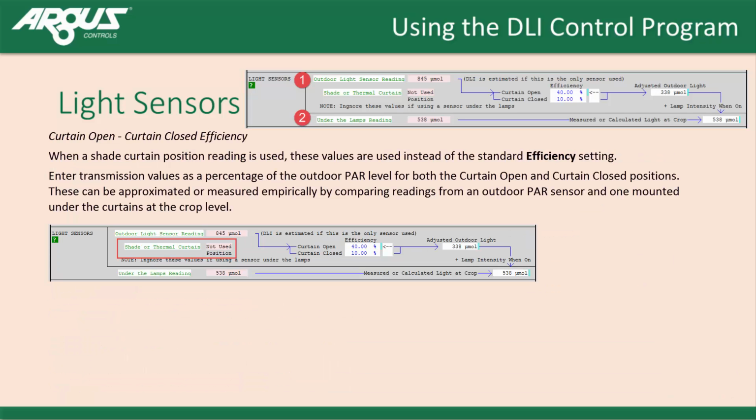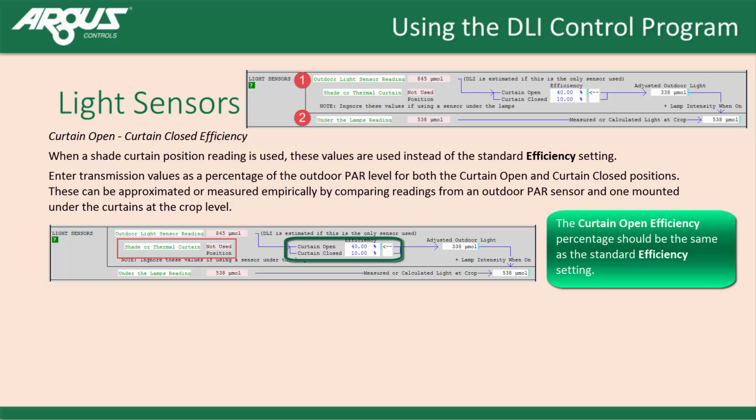Curtain open, curtain close efficiency. When a shade curtain position reading is used, these values are used instead of the standard efficiency settings. Enter transmission values as a percentage of the outdoor PAR level for both the curtain open and curtain close positions.